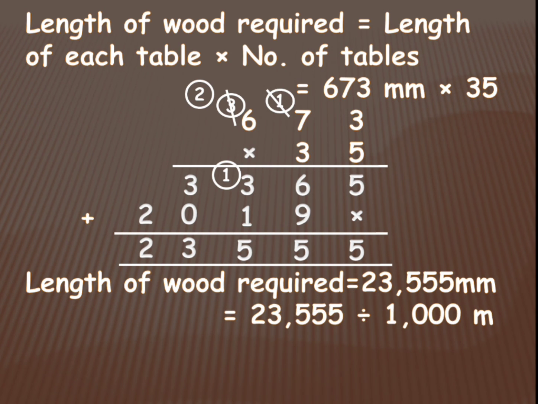So when we are dividing with zeros, what you will do? You will place the decimal. How many zeros do we have? 3 zeros. So from right side you will count 3 places and place the decimal. So 1, 2, 3. So here you have to place the decimal. That becomes 23.553 meters.